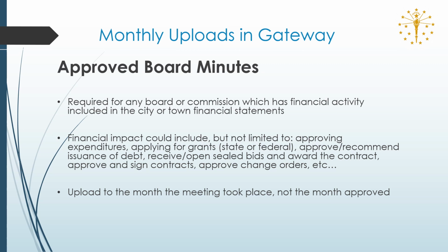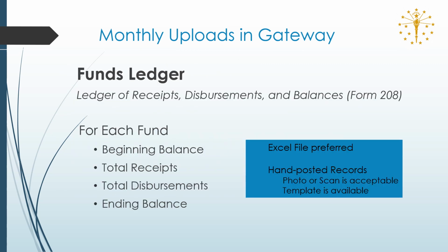Examples of what is considered financial impact are as follows, but not limited to: approval of expenditures, applying for grants, state or federal, approval or recommending issuance of debt, receiving and opening sealed bids and awarding the contracts, approving and signing contracts, and approving change orders. Upload the minutes to the month that the meeting took place, not the month they were approved.